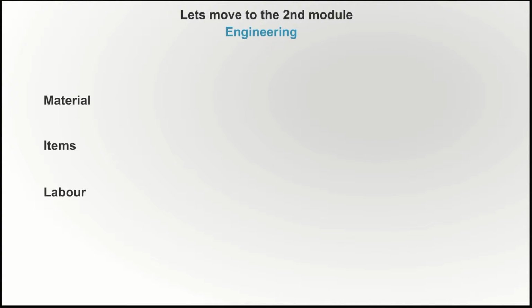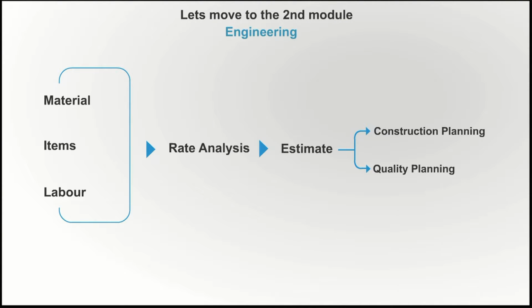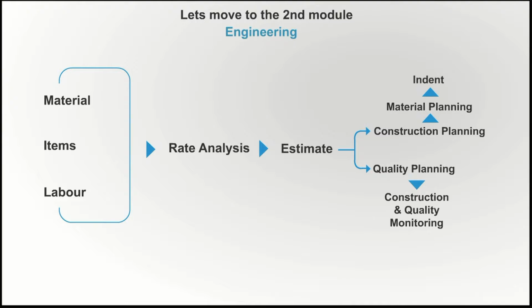Let's move to the second module of engineering. This is the flowchart of engineering. You can enter the details of material, item, labor, and you can do rate analysis, estimates. You can record construction planning, material planning, and accordingly, a requisition for material is raised. You can also check quality planning. And finally, record and monitor construction and quality.